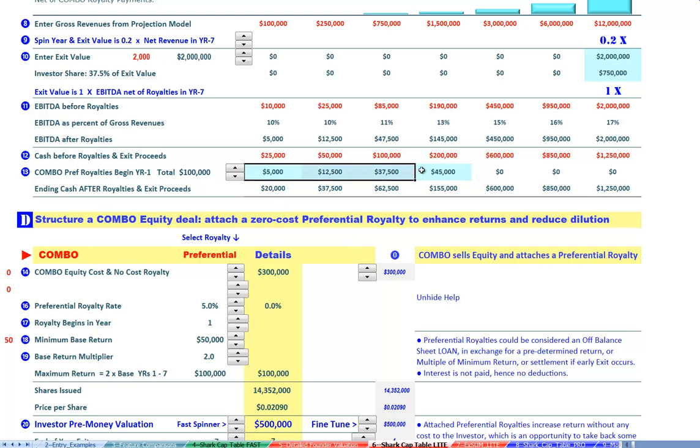So it's good for us and it's good for the investor, because if you sell quickly, you get the preferential amount back, unlike a regular royalty, which just is what it is.